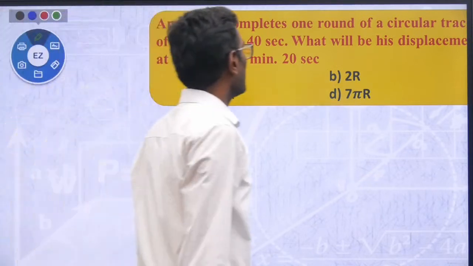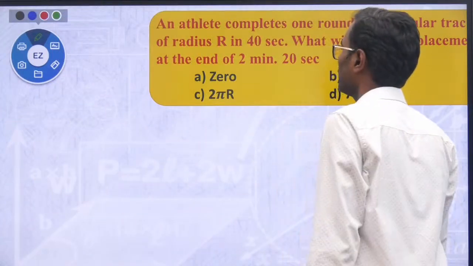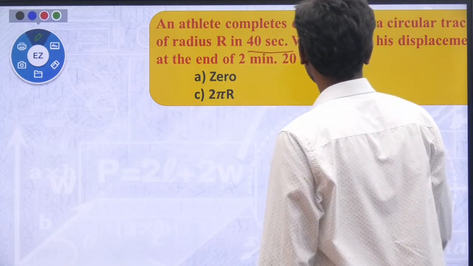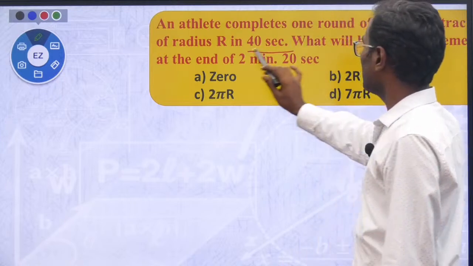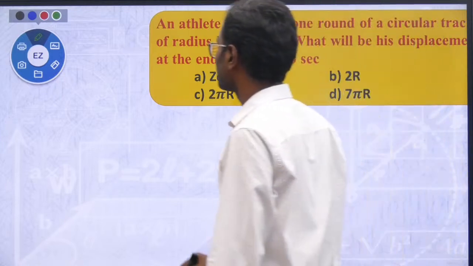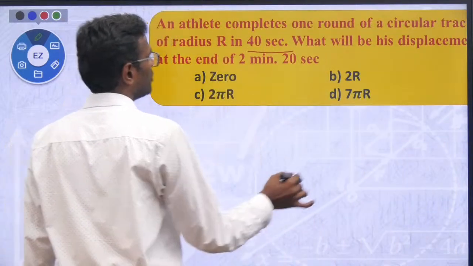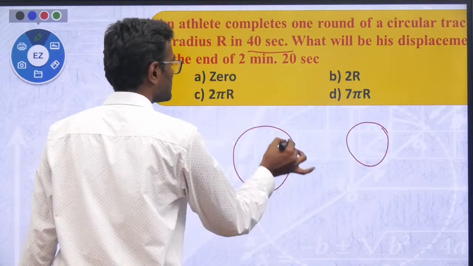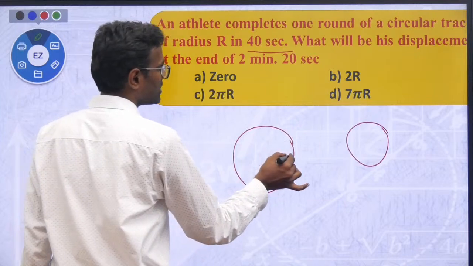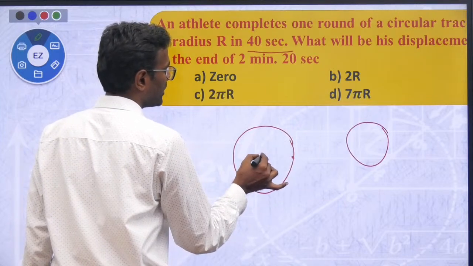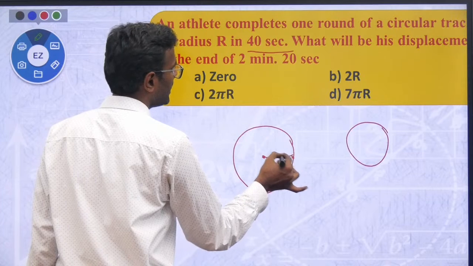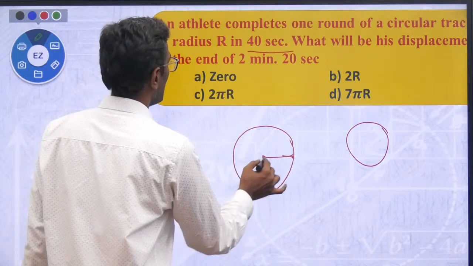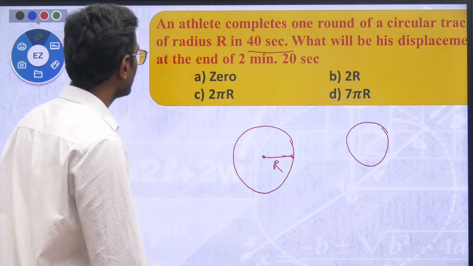An athlete completes one round of a circular track of radius R in 40 seconds. These are all our previous year's questions, beta. What will be the displacement at the end of 2 minutes 20 seconds? An athlete is moving along the circular track like this. This is the starting point, this is the center of the circle, and this is the radius. The radius of the track is R.